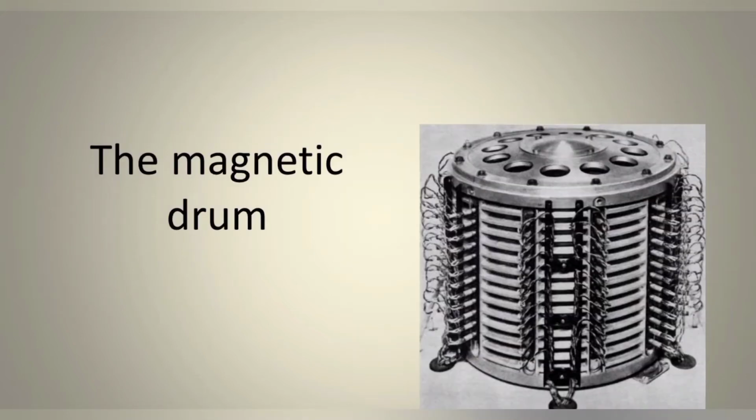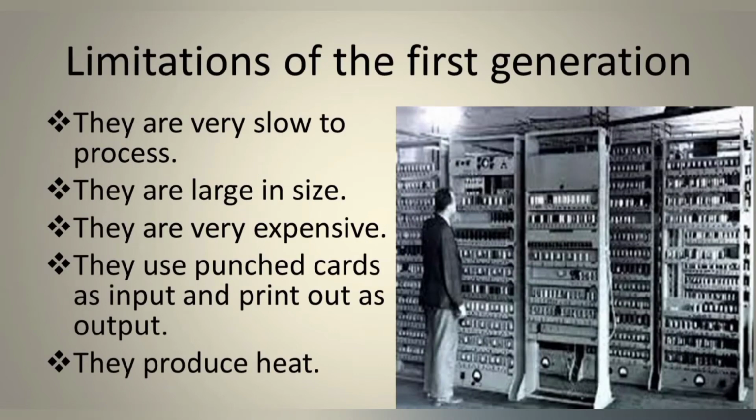Now, this is the magnetic drum. The magnetic drum is what was used as memory at that time. Because of this, the first generation computers were not fast. Some of the limitations of the first generation of computers are that they are very slow, they are very big in size, and like I said, they are very expensive. They use punch cards as input and printout as output, and also they produce a lot of heat.